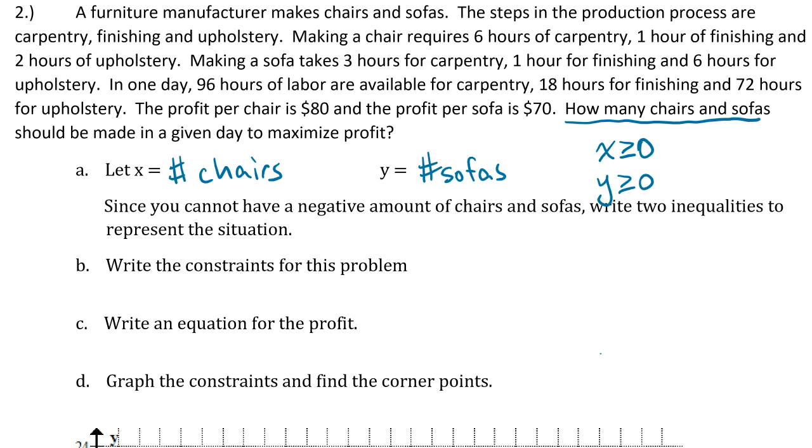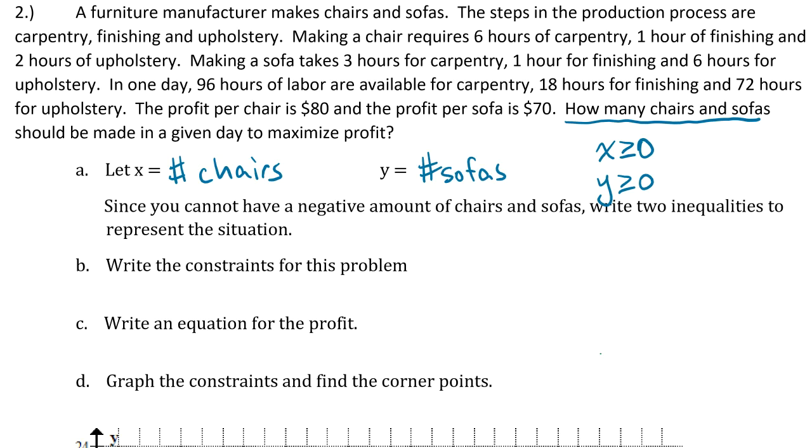Alright, part B, write the constraints for this problem. So this is where this example is a little bit less hand-holdy than the first one, because now instead of specifically saying what each constraint you're making, it just says write out all the constraints. So constraints are always things that you don't want to pass, right? Things that you don't want to go more than.